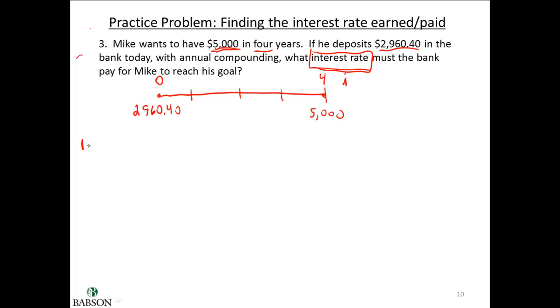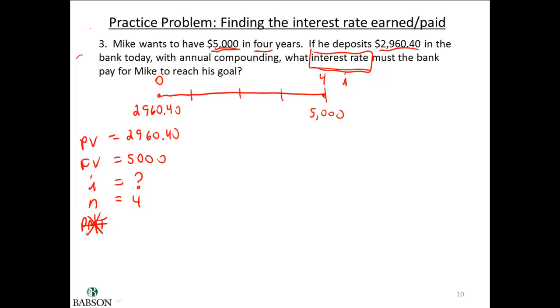We've got present value, future value, I, and payment. Again, payment doesn't matter here, it doesn't exist. Present value, that's the earlier cash flow, 2960.40. Future value, 5,000. I, that's what we're looking for. What interest rate must the bank pay? N corresponds to the number of periods that the interest is being paid. In this case, 4 years.